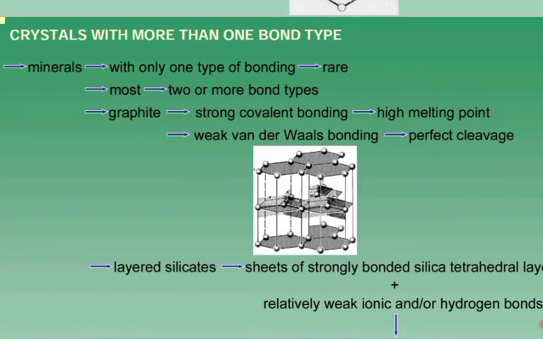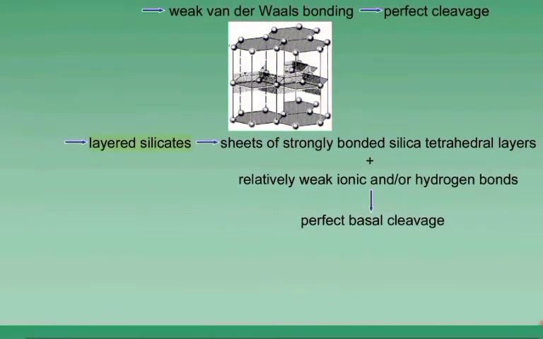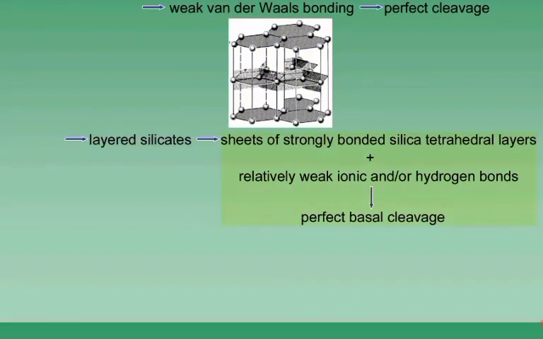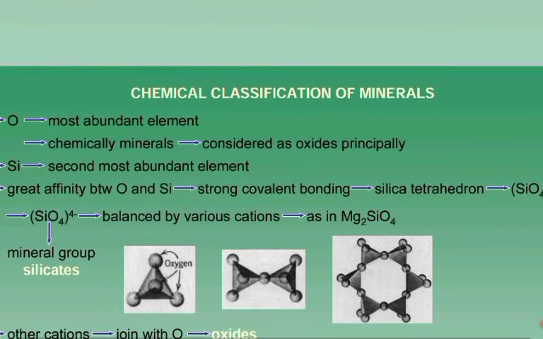Crystals with more than one bond type. Minerals with only one type of bonding are rare; most have 2 or more bond types. Graphite has strong covalent bonding and weak Van der Waals bonding, giving a high melting point and perfect cleavage. Layered silicates have sheets of strongly bonded silica tetrahedral layers with relatively weak ionic and/or hydrogen bonds, plus perfect basal cleavage.